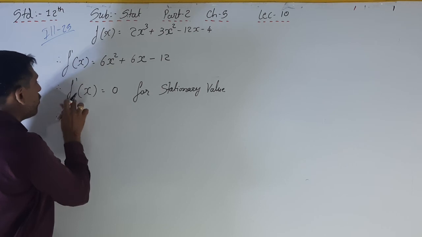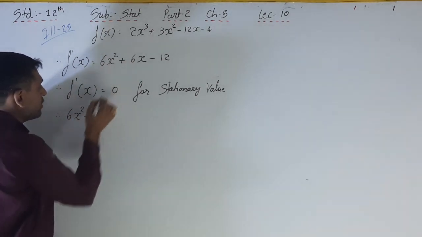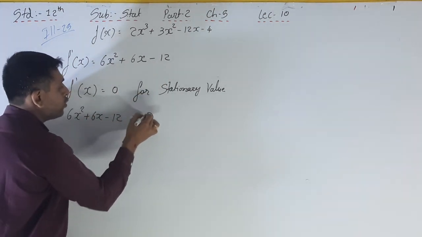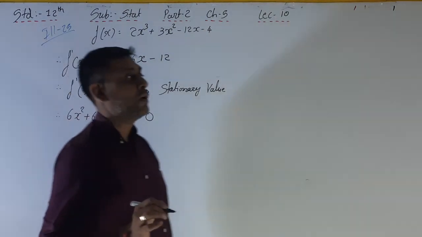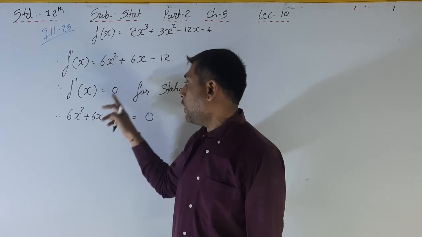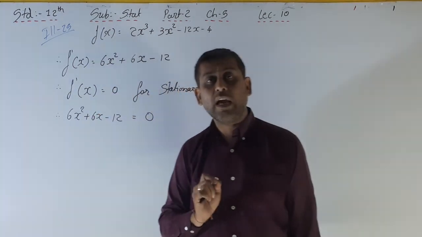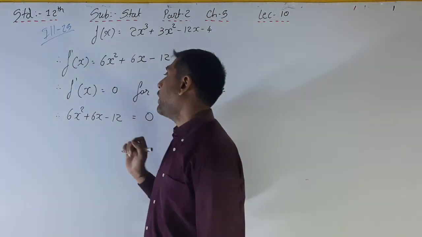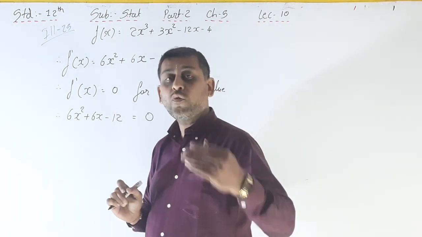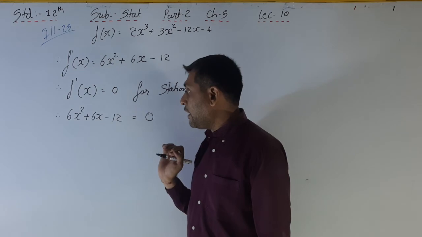Therefore what is your f dash x? That is 6x square plus 6x minus 12 is equal to 0. Here I am putting the value of f dash x as 6x square plus 6x minus 12, and the step says that we have to write f dash x, the first differentiation, equal to 0 for finding the stationary value.